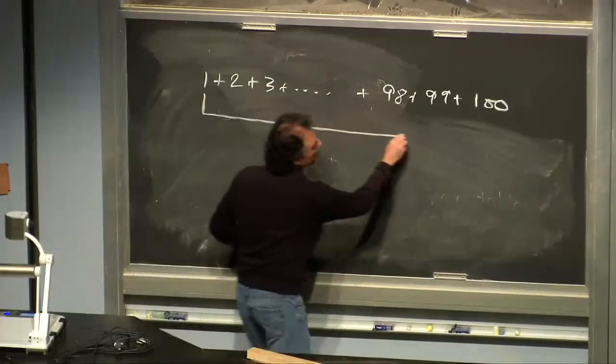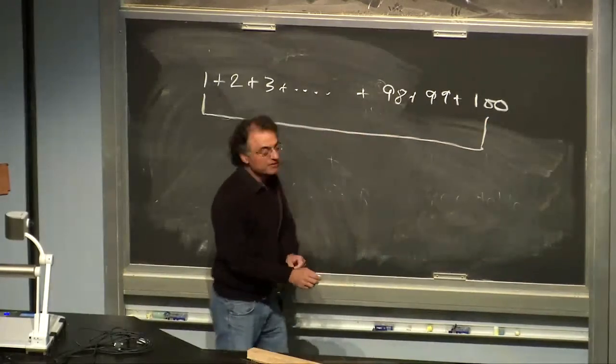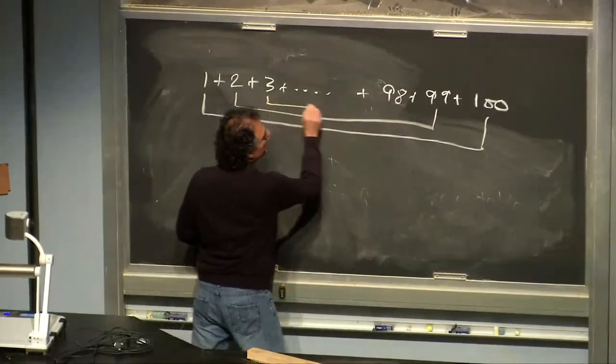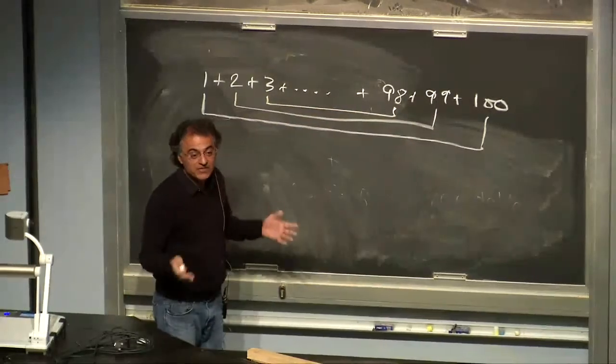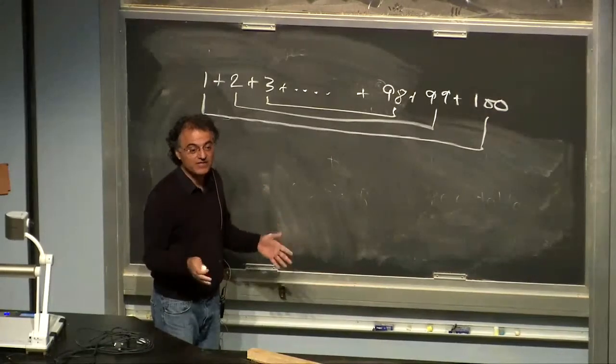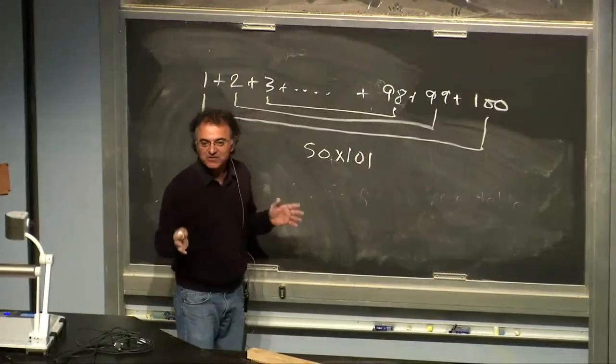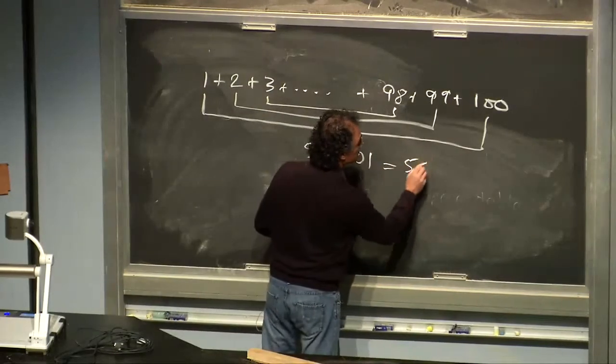He said, well, 1 and 100 is 101. 2 and 99 is 101. 3 and 98 is 101. How many of these do I have? 50 of them. So it's 50 times 101. This he could do in his head. So he said, well, the answer is 5050.